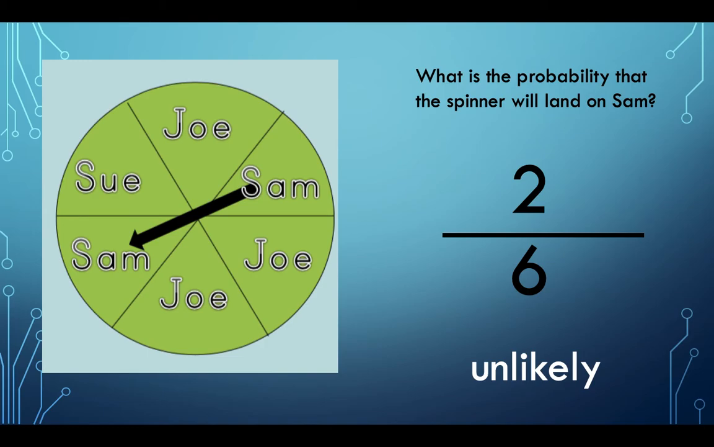Look at another example of a spinner. It says, what is the probability that the spinner will land on Sam? So if you look at this, you have 2 spaces with the name Sam on it. But you have 6 spaces altogether. So you have 2 chances out of 6 that it will land on Sam. So your probability here is unlikely.